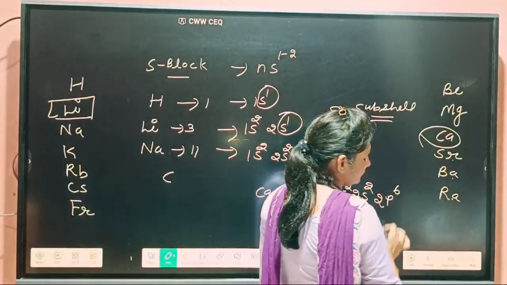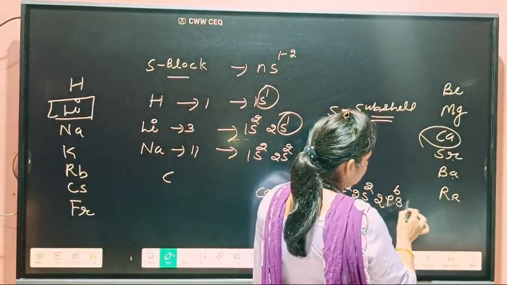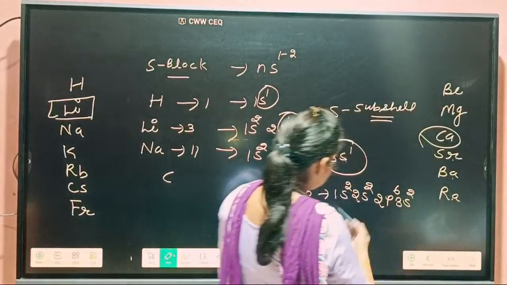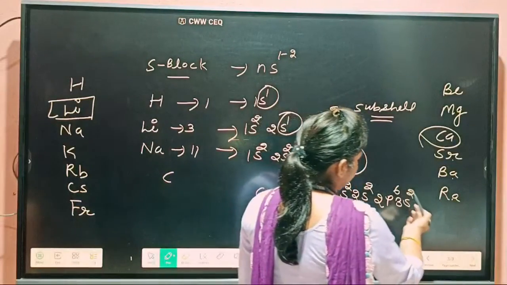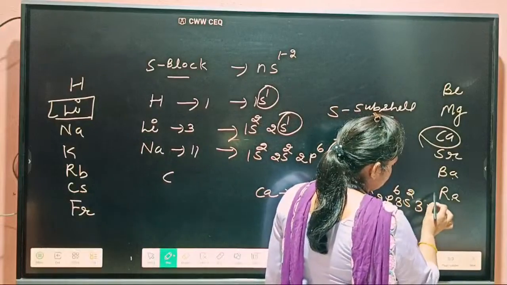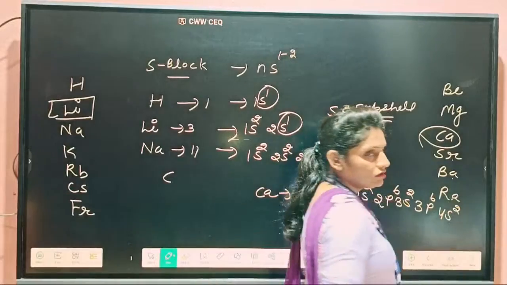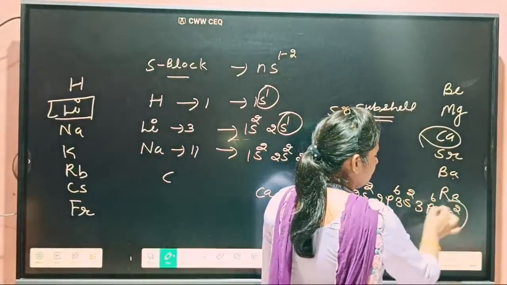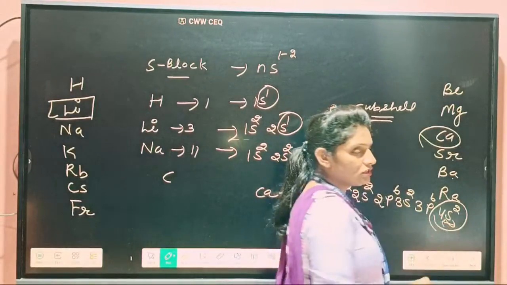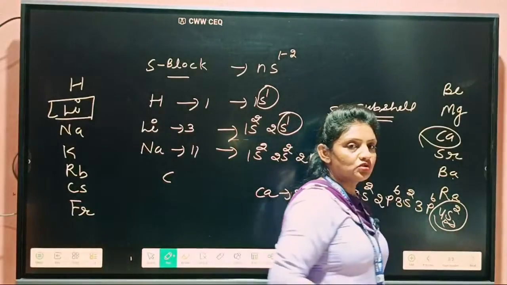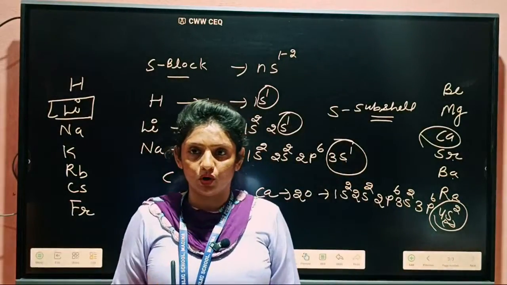2p6, 3s2, 2, 4, 10, 12, 3p6 and 4s2. So here also you can see, here outermost electrons are present in s subshell. So it is also an element of the s block.